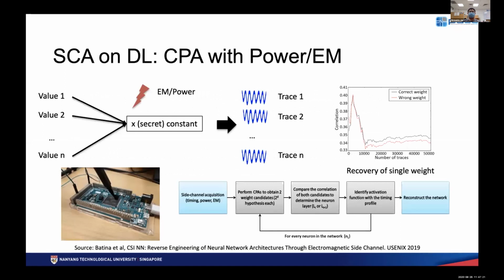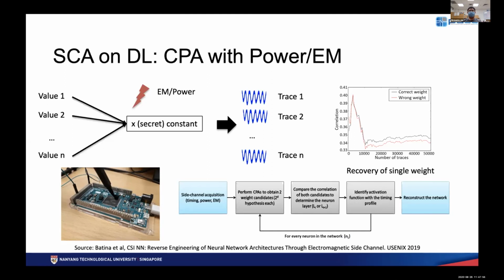So the idea is illustrated in this slide. The user can feed in a random input, which is multiplied with a secret constant, in this case the weight. Then the attacker can measure the EM or power and collect the traces, and then perform CPA. On the right side is the recovery of a single weight. In this case, you can see that after around 10,000 traces, the correct weight can be distinguished from the incorrect weights.